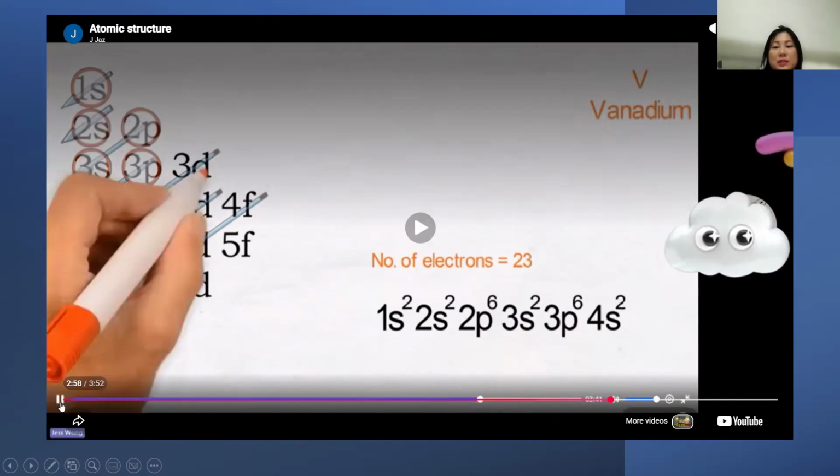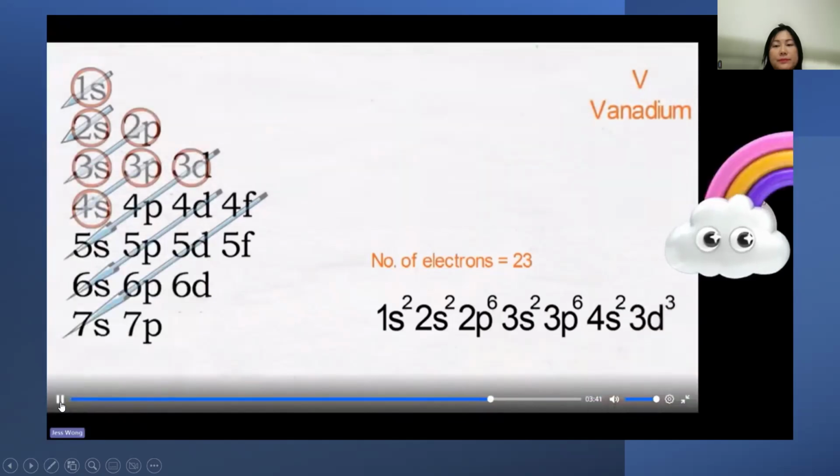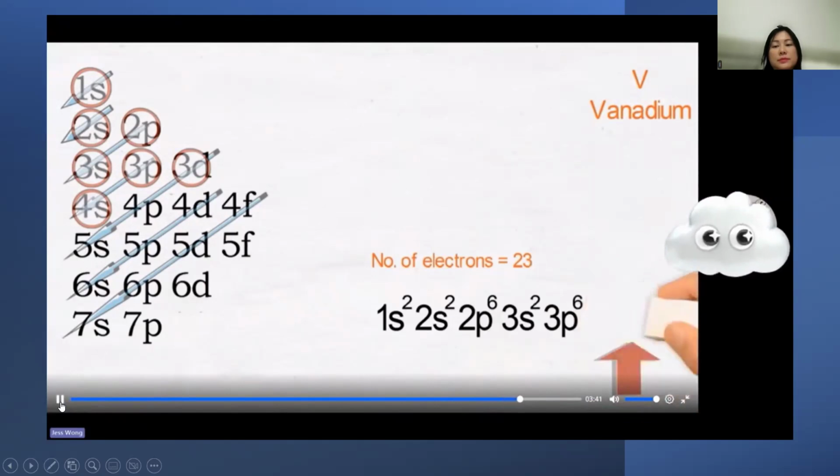Remember, at this point you fill 4s first, then 3d, because 4s is lower in energy when it's empty. Beyond that, you have already filled 20 electrons and you still have 3 more, and they will occupy the 3d subshell. When we write the electronic configuration, it should be arranged in numerical order. That is, the 3d subshell should be written before the 4s subshell. Because of this, we should interchange the 4s and the 3d to give the correct written representation.